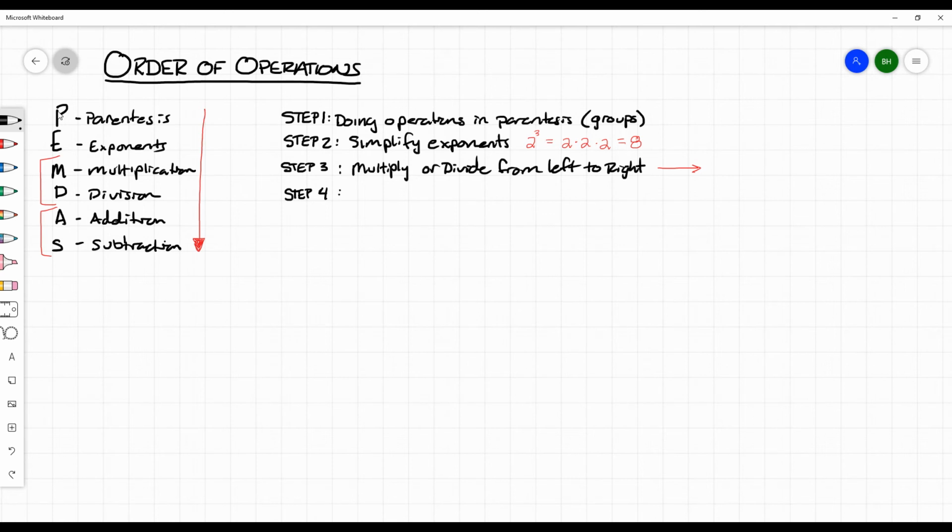The fourth step is the exact same thing, except this time with addition or subtraction. From left to right. And then once you organize that and you look for all of the addition and subtraction, you do that from left to right. Then you can continue to step 5. Keep repeating until you simplify.